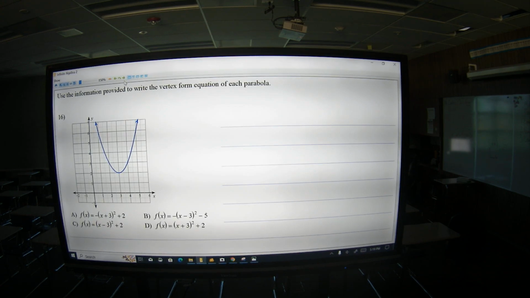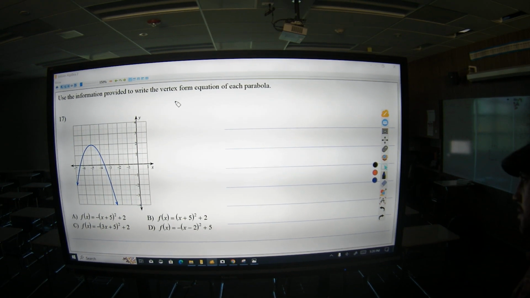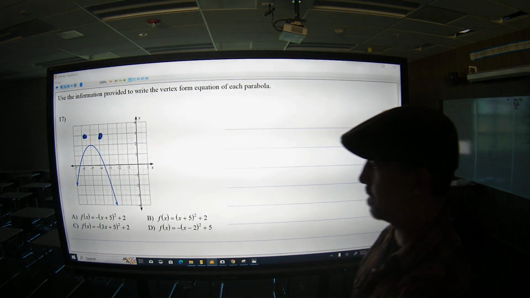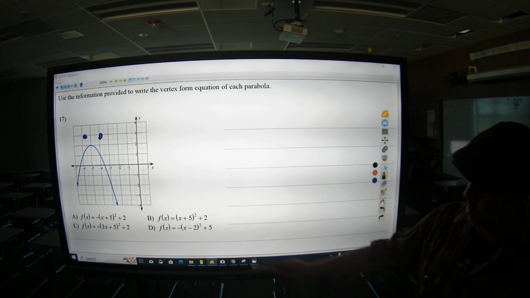I think we have another vertex form example here. And so again, like I said, when the leading coefficient is negative, we should expect to see a graph that goes down instead of up. So in this case, we should have our sad face parabola. And as we see, hey, that's not a happy face. So I know that my answer should not be positive. It should have a leading negative. So that means I could cross out B.